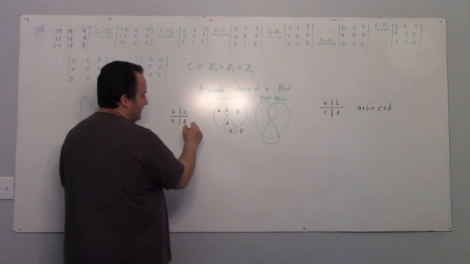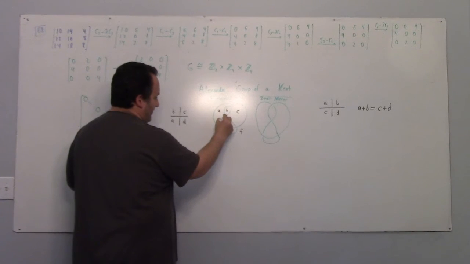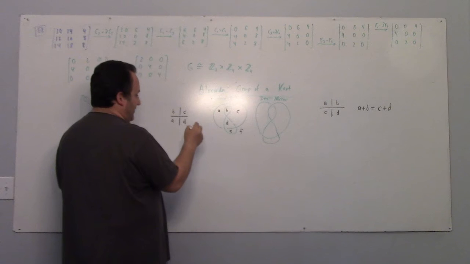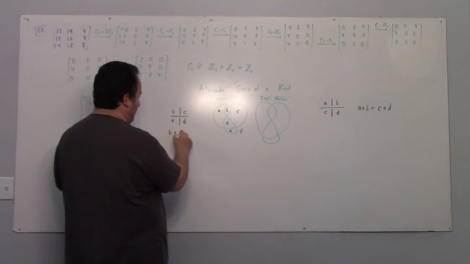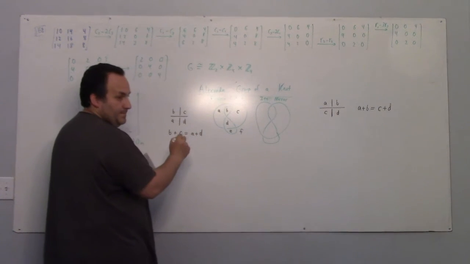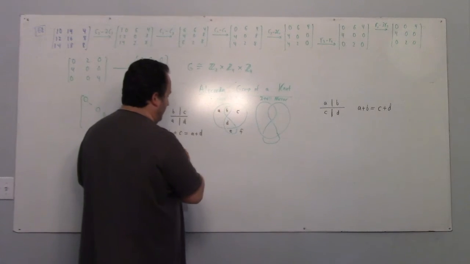There. All right? So from this particular crossing right here, I'll put a dot. From that particular crossing, I get the relations, what? B plus C equals A plus T. Okay, from this crossing right there.